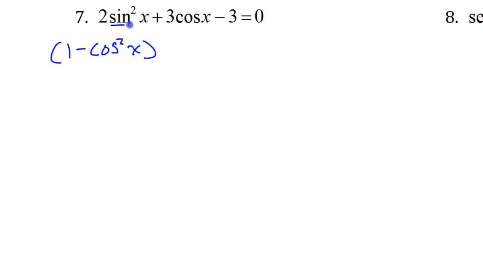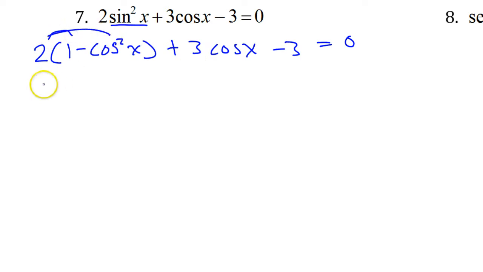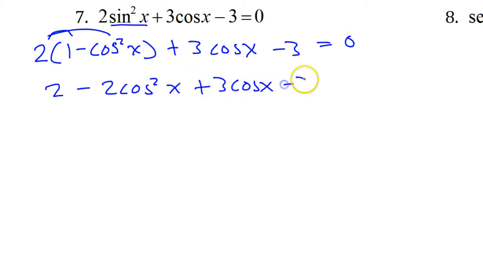All right, I've just made that substitution here. Now I've still got this 2 out front, and then the rest of the problem: 3 cosine x minus 3 equals 0. Now I have all cosine, and this should be a doable problem. So of course I'm going to distribute this 2, so that will become 2 minus 2 cosine squared x plus 3 cosine x minus 3 equals 0.